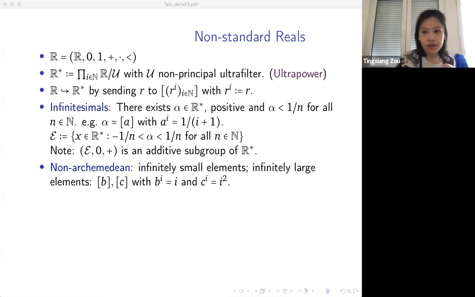Okay. So because we will be working with ultraproducts, let me talk a little bit about nonstandard reals. I think you have also seen it in this morning's talk.